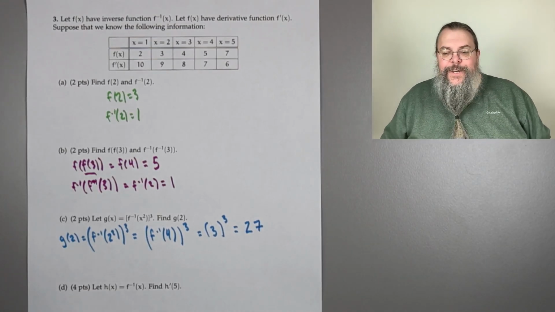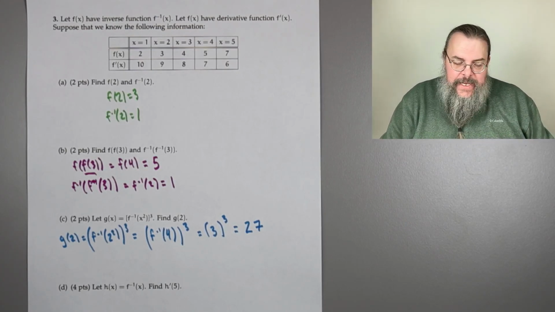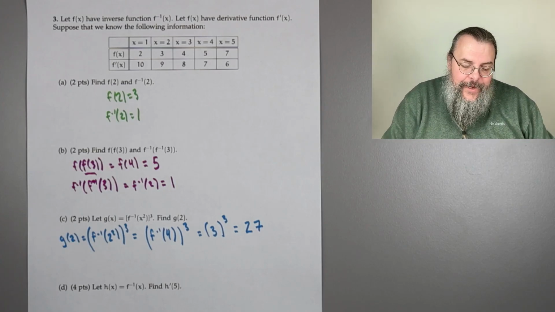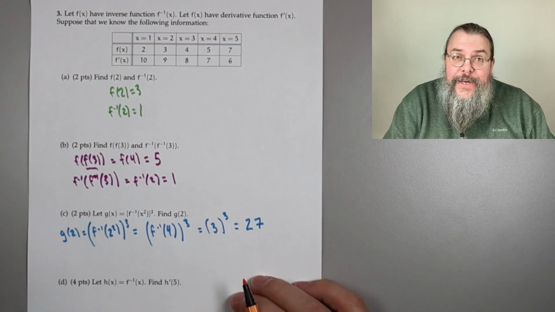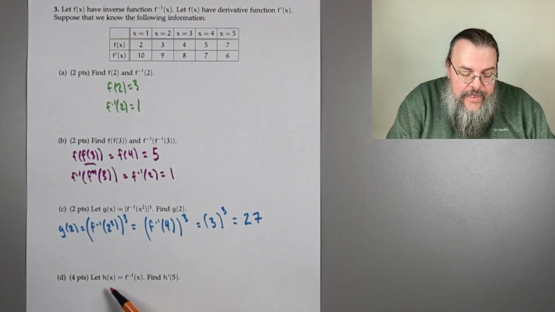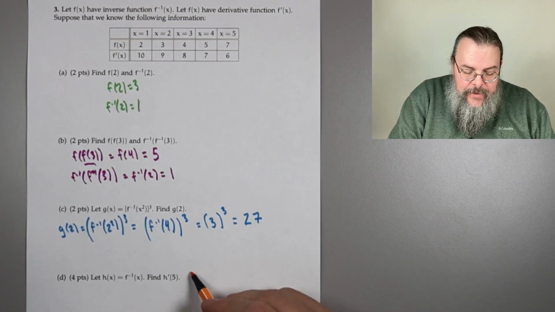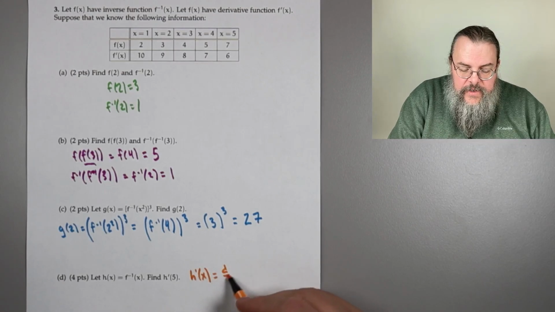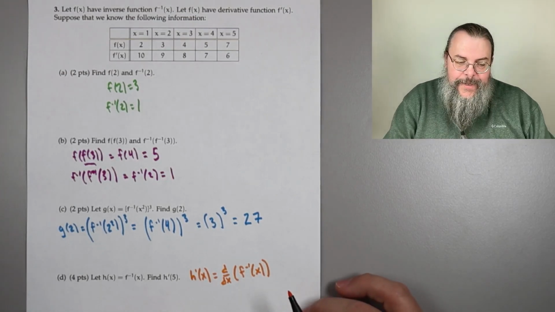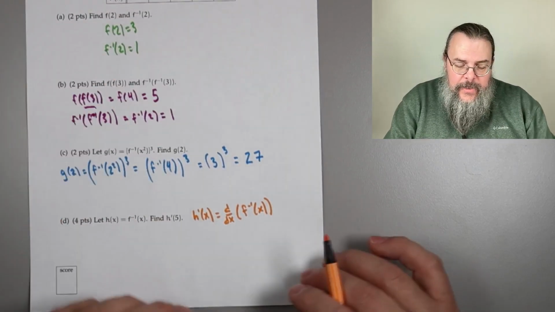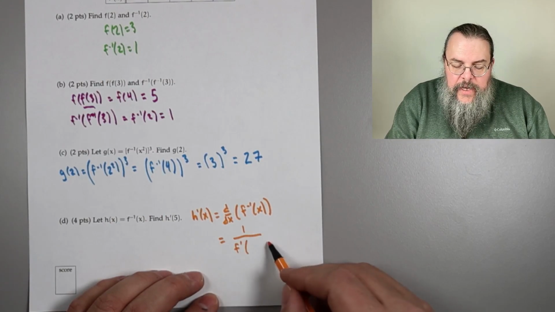All right, good. Wow, we're doing great. One more. Here we go, part D. H of x is f inverse of x. Find h prime of 5. Okay, so let's remind ourselves here, how do we take a derivative? Because really what's happening is h is the inverse, and so we're asking how do you take the derivative of an inverse? So what's the rule?